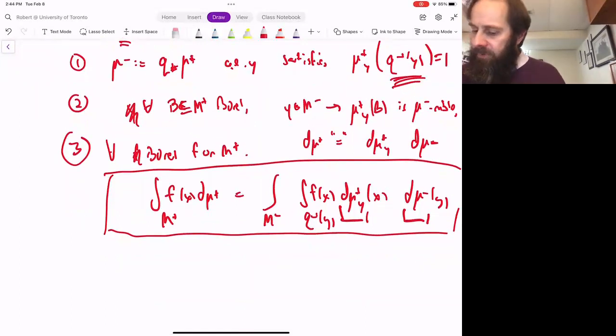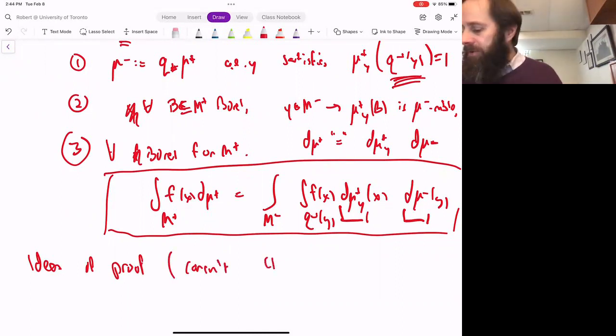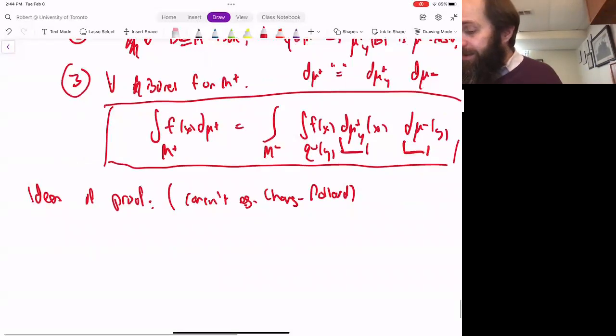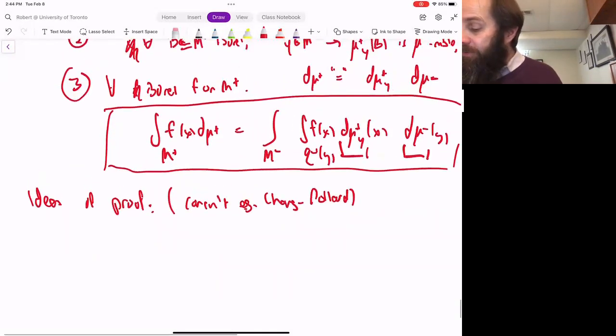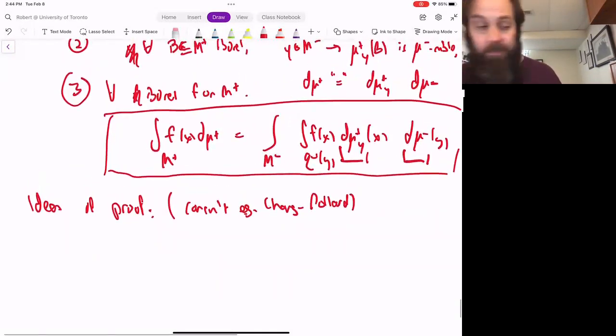And I can say, what are the ideas of the proof? Otherwise you can consult the article that I posted, which is by Chang and Pollard. But the ideas of the proof are actually not that bad. To put it together in a technical way is a bit challenging, but I made some notes about this.